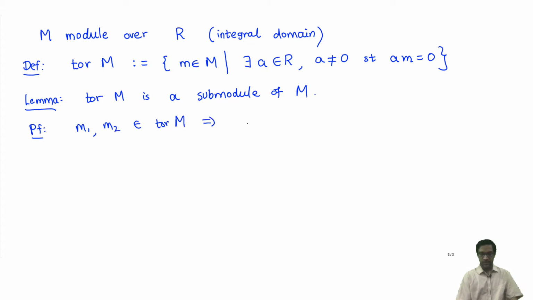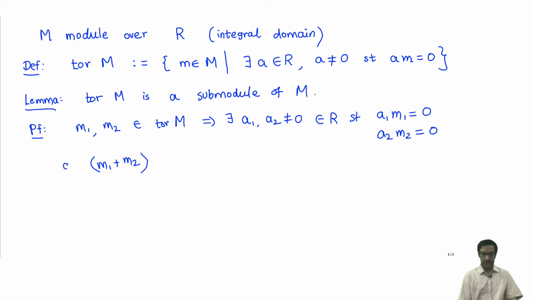What does that mean? It means that there exist a1, a2, both non-zero elements of the ring R, such that a1 kills m1, a2 kills m2. Now suppose I want to show that m1 plus m2 is also in Tor M, for which I must produce a non-zero element which kills m1 plus m2. Observe that there is a ready-made element which will do the job, which is the product of a1 and a2. So if I look at a1 a2 times m1 plus m2, since the ring is commutative, I can switch the order of a1 a2 as I choose.